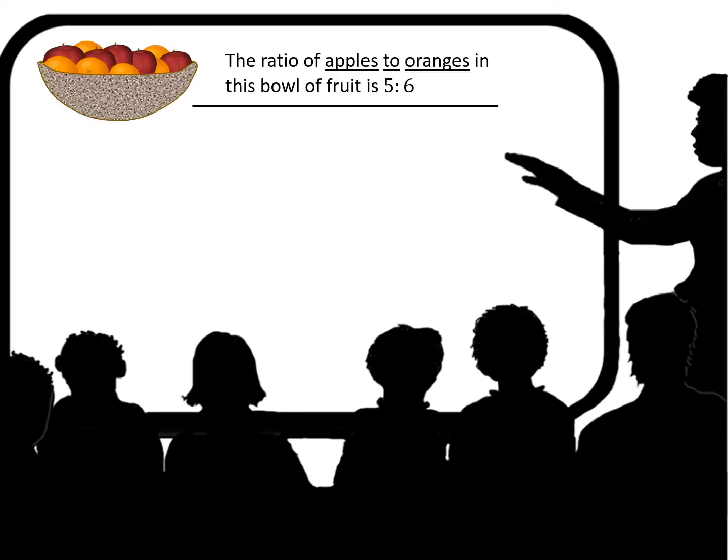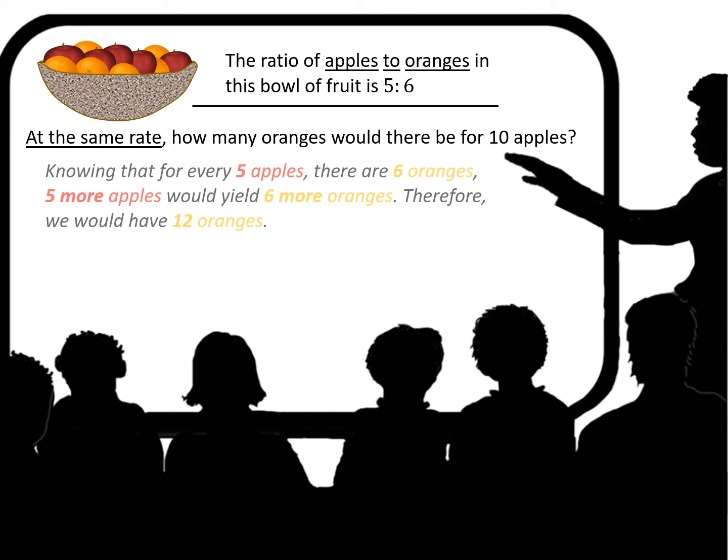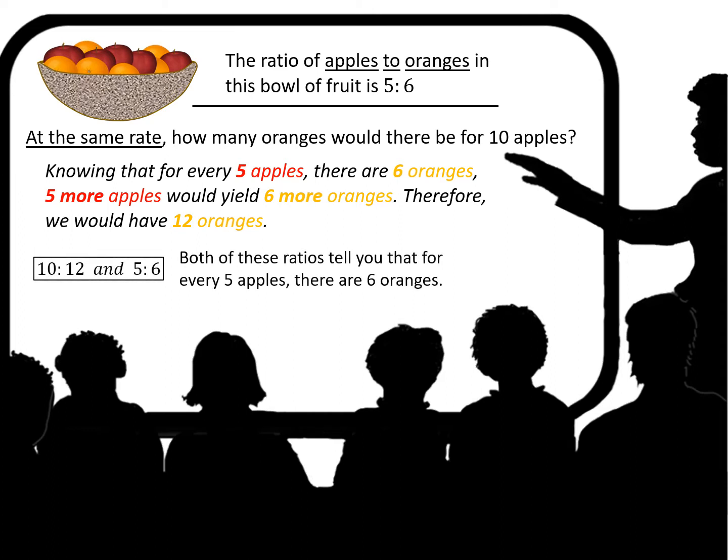The ratio of apples to oranges in this bowl of fruit is 5 to 6. There are 5 apples for 6 oranges. At the same rate, how many oranges would there be for 10 apples? Knowing that for every 5 apples there are 6 oranges, 5 more apples would yield 6 more oranges. Therefore, we would have 12 oranges.